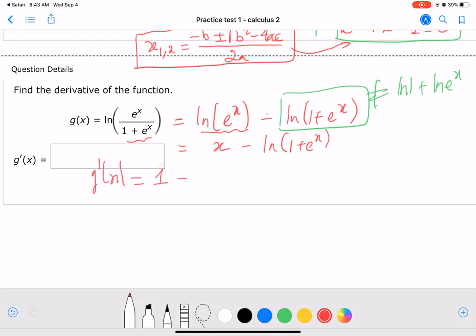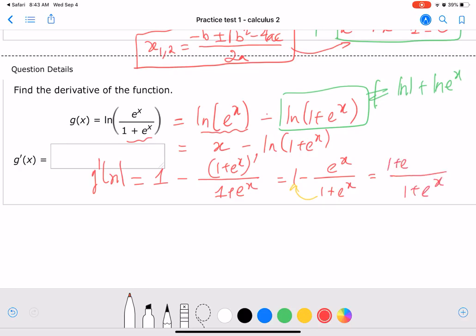I get 1 minus, again, the derivative of 1 plus e^x, which is u prime over u, over 1 plus e^x. Then 1 minus, on the top I have e^x, in the bottom I have 1 plus e^x. If I cross multiply and simplify, I will get 1 plus e^x minus e^x, which is just 1 over 1 plus e^x. That is the final answer.